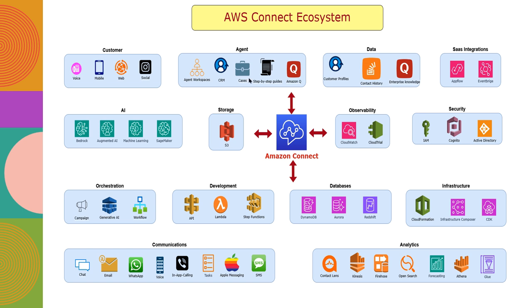And as the agent is talking to the customer, they find the customer's profile, the cases. They use step-by-step guides to try to help the customer, and they could use Amazon Q to ask any question associated with their problem, domain, etc. And that's where this data comes in. There's other data the agent could use.